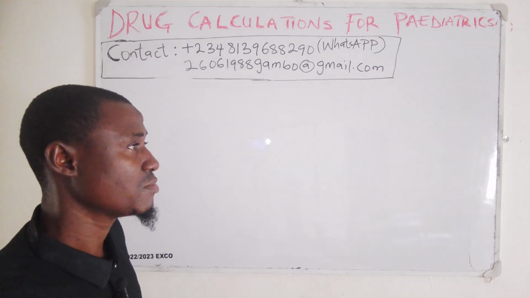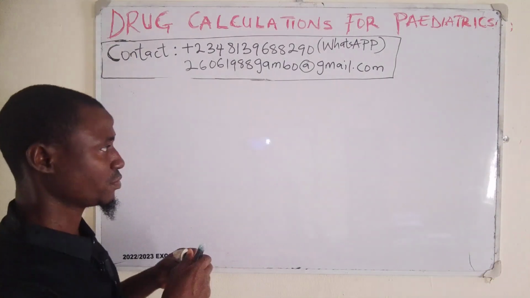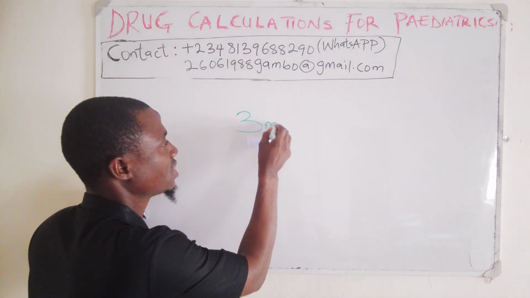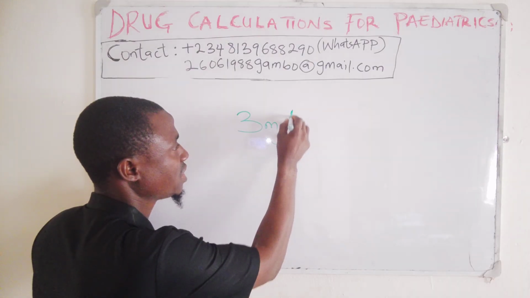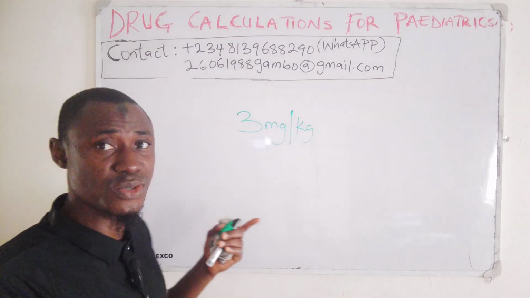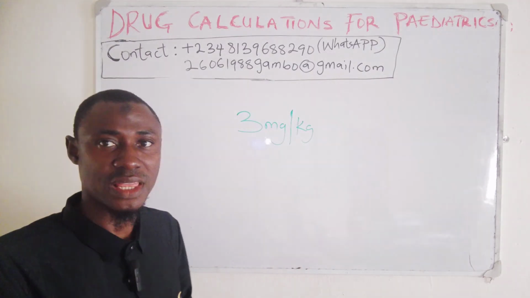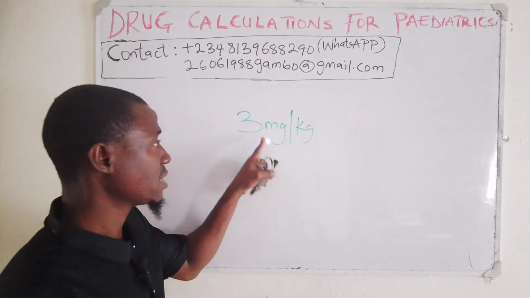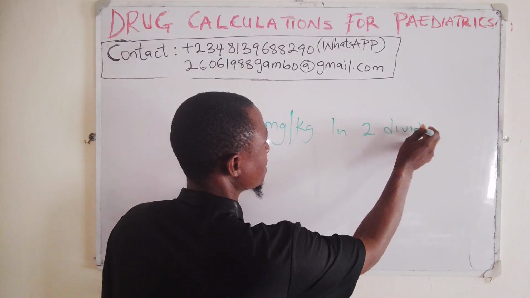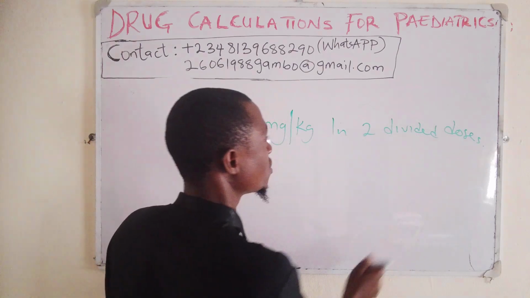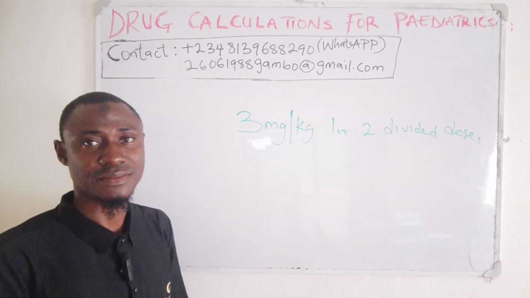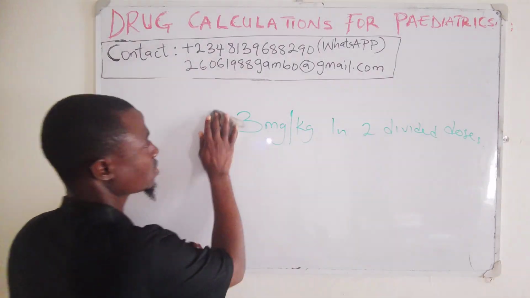So quickly, let's take some examples. Now, sometimes some drugs will be dosed just as I've mentioned earlier, for instance, 3 milligrams per kg, maybe in 2 divided doses or in 3 divided doses. So it will be ordered in this format: 3 milligrams per kg in 2 divided doses. Sometimes it can be 3 divided doses. Sometimes it will just be per day. All of these examples we are going to also be looking at.